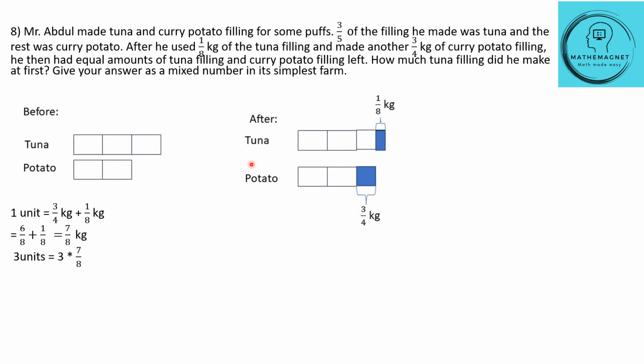Now tuna has 3 units. So how much he had initially can be calculated by multiplying 3 by 7 by 8, which is equal to 21 by 8. And that can be written as a mixed number as 2 5 by 8 kg. So Mr. Abdul made 2 5 by 8 kg of tuna at first.